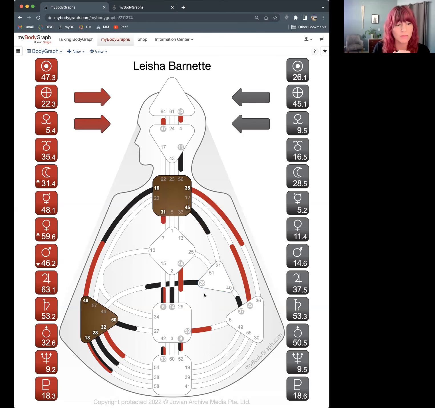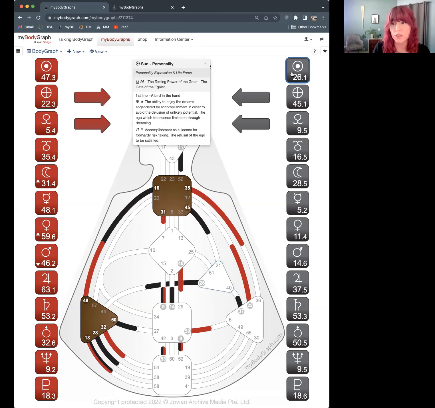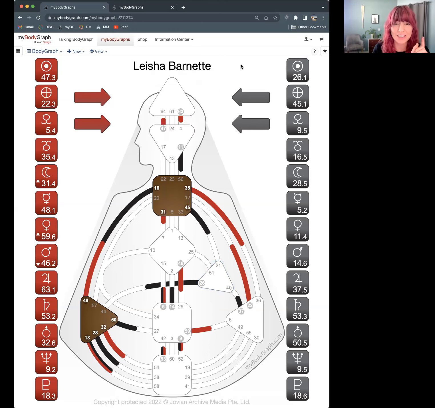Now, one thing I want to mention, gate 26, I'm going to start there because obviously I have it. It's my personality sun, and I would definitely recommend watching the personality sun video from the Lionsgate Summit if you have not. This is 70% of who you are and how you show up, these top 4 gates. It's also your incarnation cross, which is your ultimate life purpose, the energy that moves through you in this life.